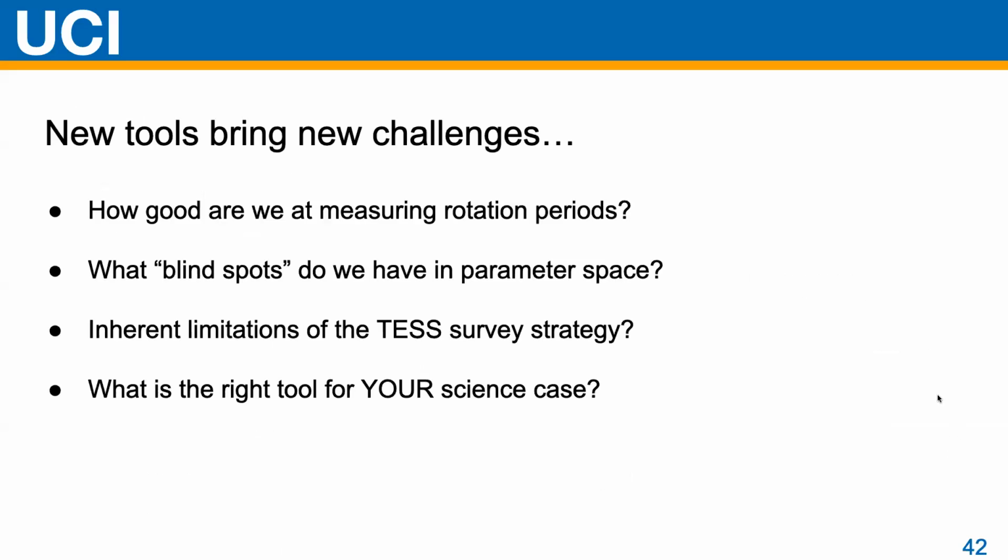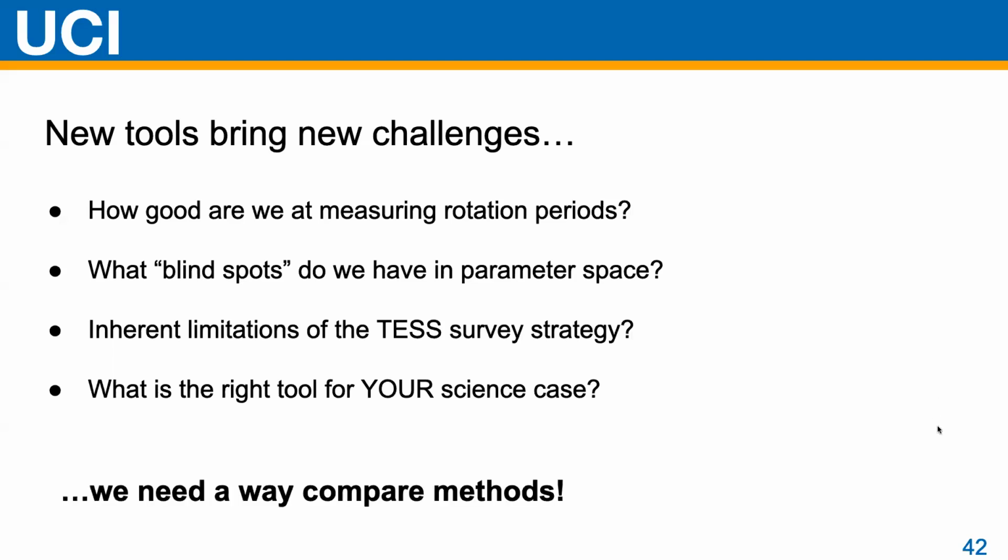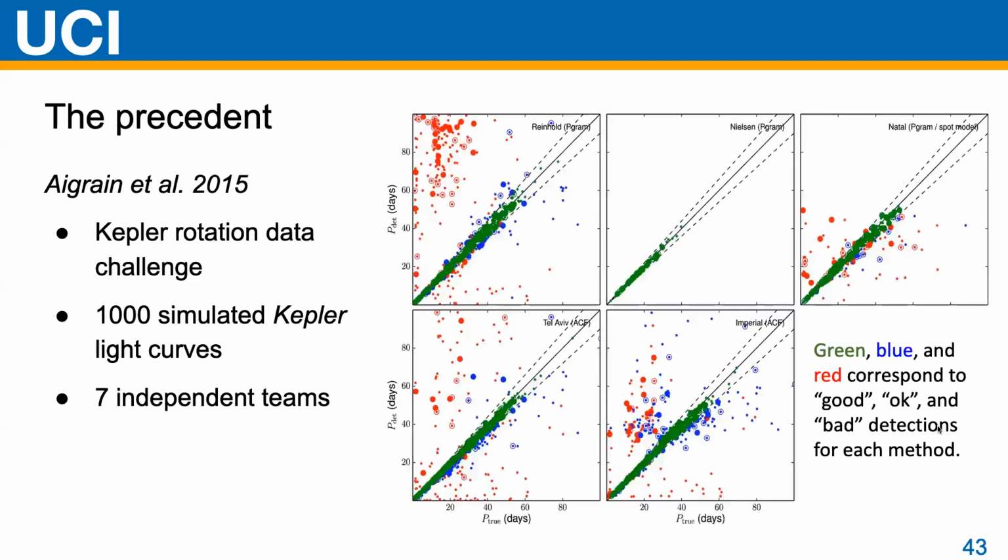And this opens up a whole new realm of questions. We have all these great tools, but now we have to ask, okay, what's the right tool for the right job? How good are we actually at measuring rotation periods? What blind spots do we still have in our parameter space? What are the inherent limitations of TESS's survey strategy? Are there certain ceilings that we are bumping up against that we need to figure out how to get around, or that we might just not be able to get around because of how the survey is designed? And then if you are someone who's interested in using this for your science, which tool do you start with? There's so many awesome ones to choose from. So we need a way to sit down and compare notes.